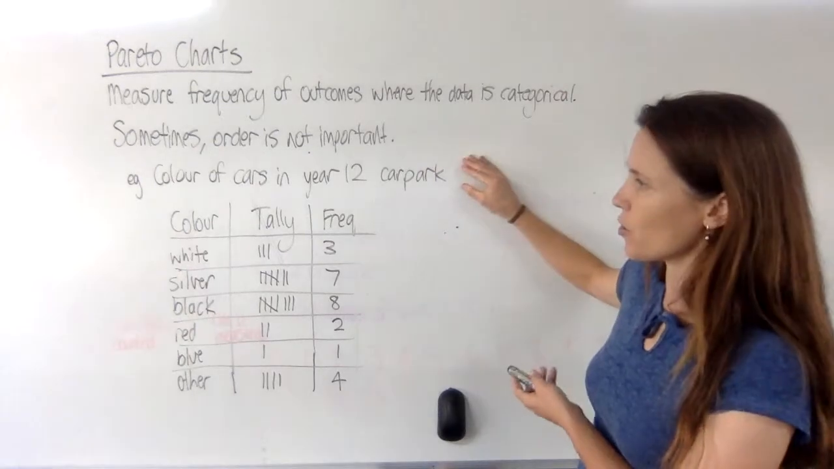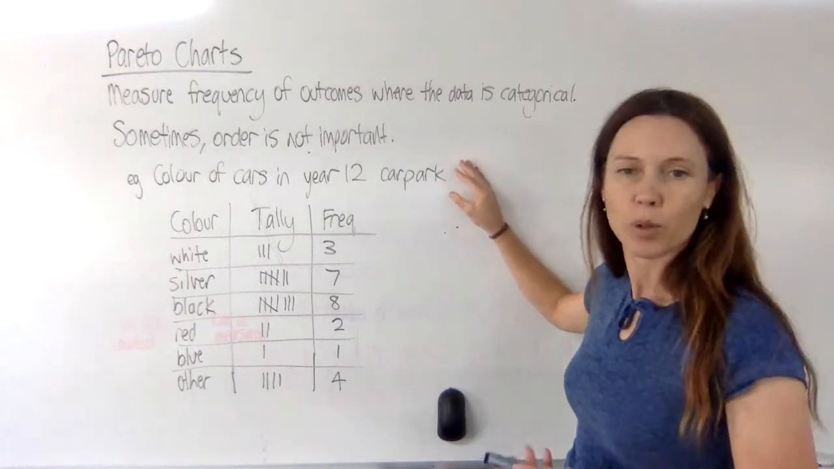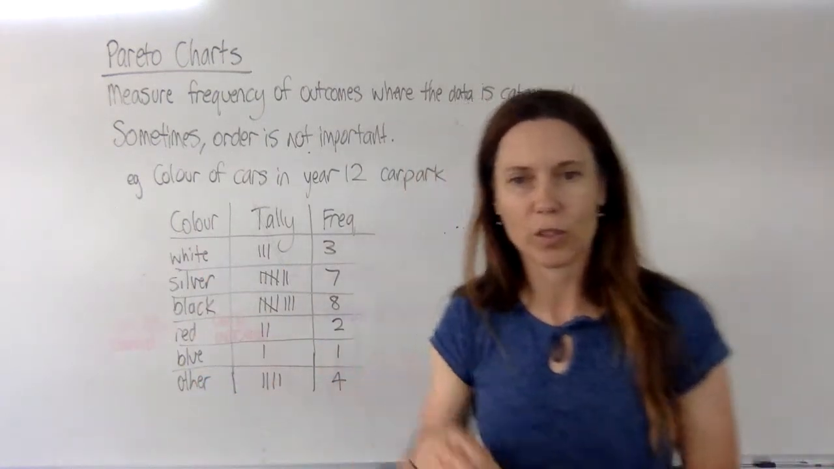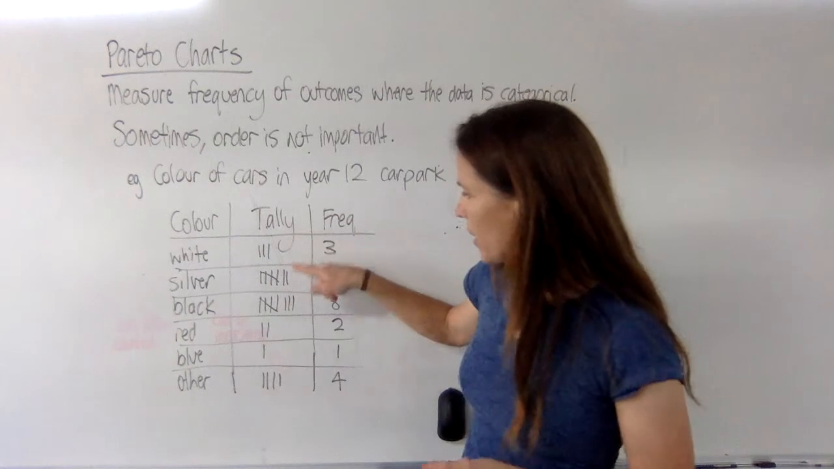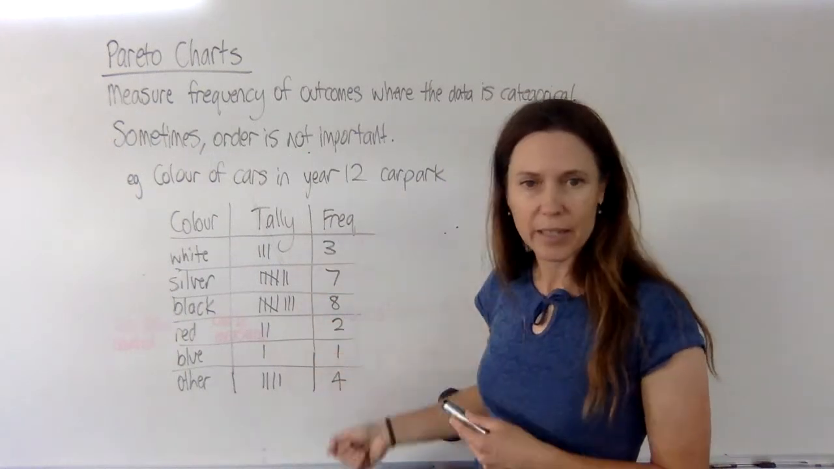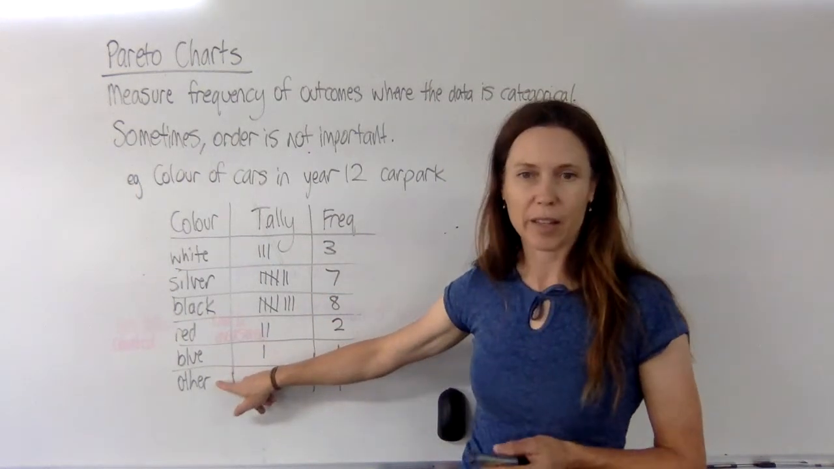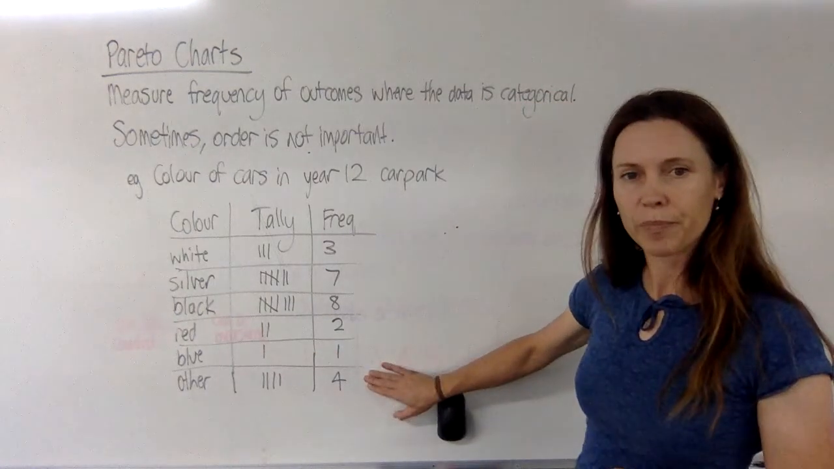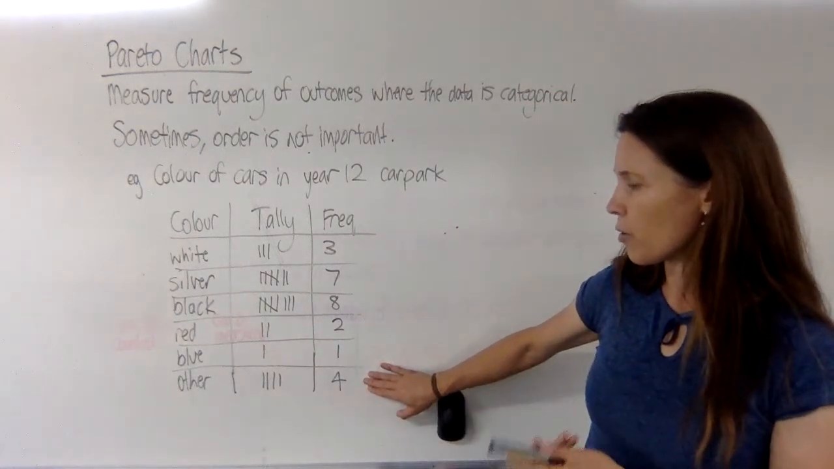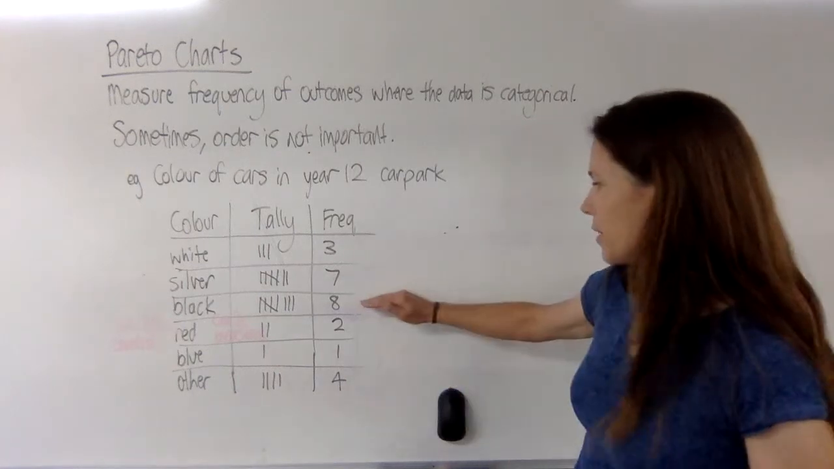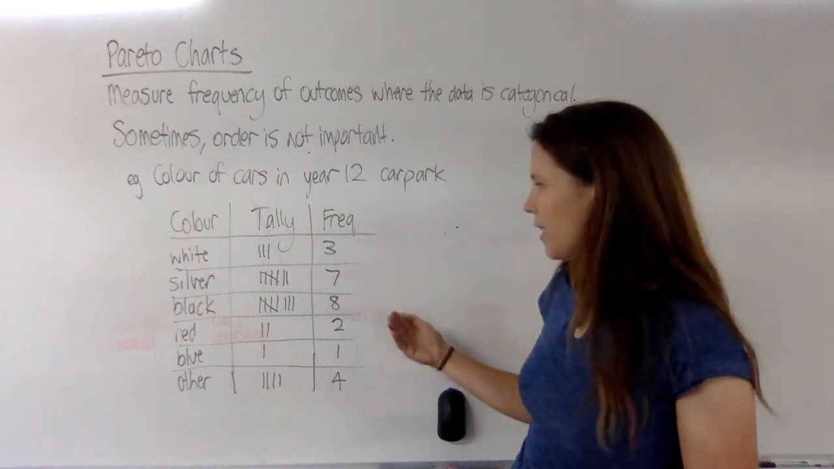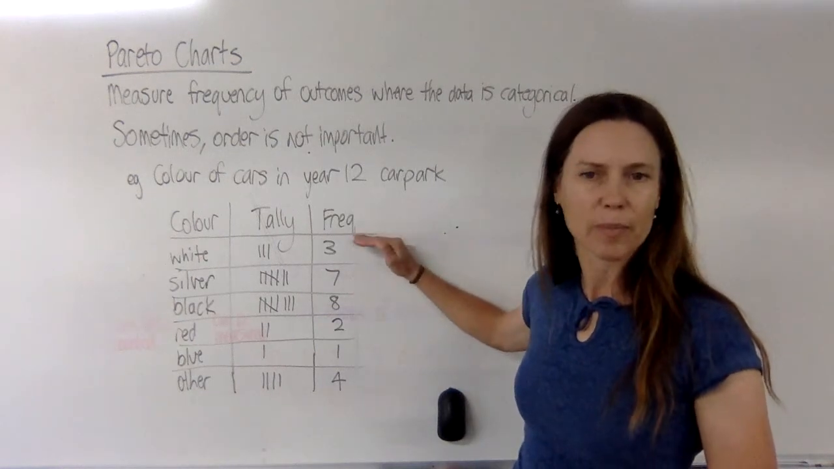For example, if I did a survey of the colour of cars in our Year 12 car park, I might come up with a list before I went out with my clipboard to do the tally, and then I might go out there, spot how many cars I could see of each colour. I might group together some colours that I don't think would be very common, and I'll come up with a frequency for each. Now, sure, it's possible that I could then say, I'm going to reorganise this list so that black is at the top because we had the most black cars.